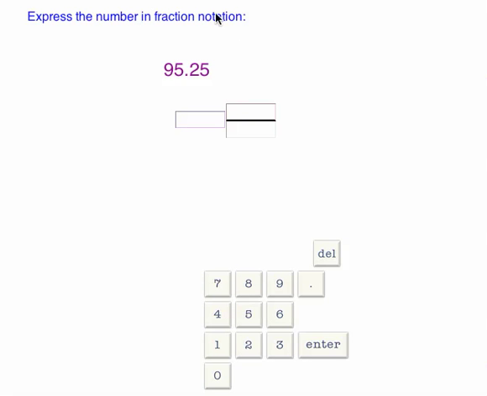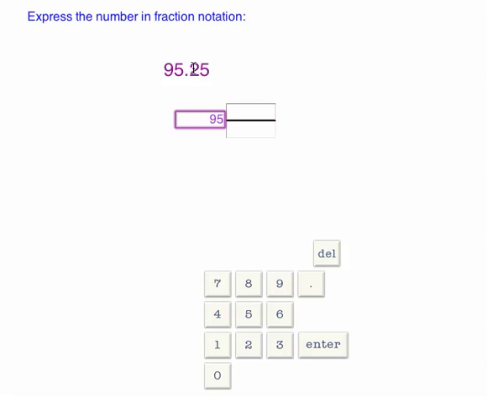Okay, express the number in fraction notation. So here we have 95 and 25 hundredths. What we do is we look at the number before the decimal place. That's the whole number, 95. Okay, and the number that comes after the decimal, that's the fraction.